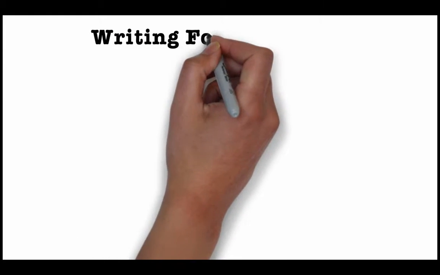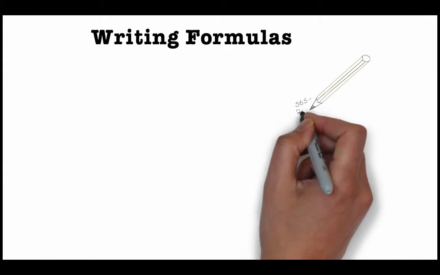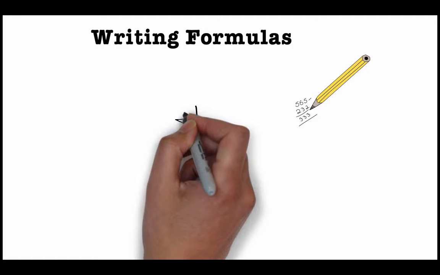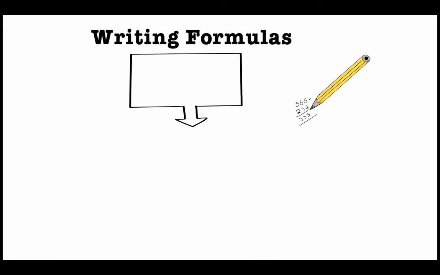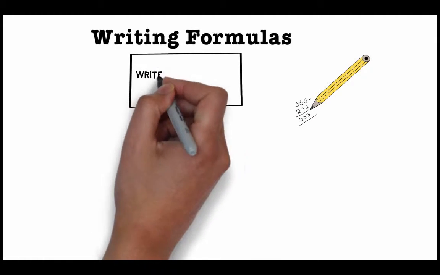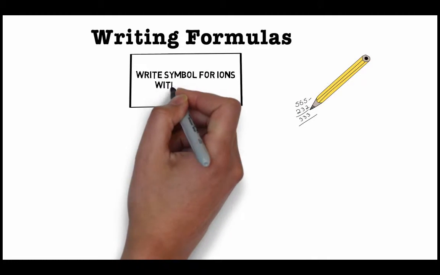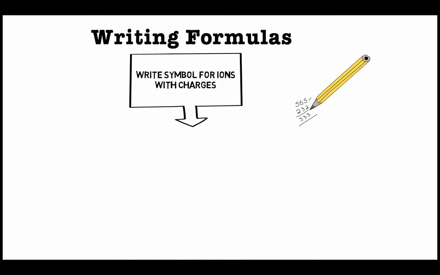So here's what we do when we write formulas. If you follow this step-by-step procedure, it will work pretty well. The first thing you want to do is to write the symbols for the ions. You want to be sure you put the charges. You're going to write the cation first, followed by the anion.